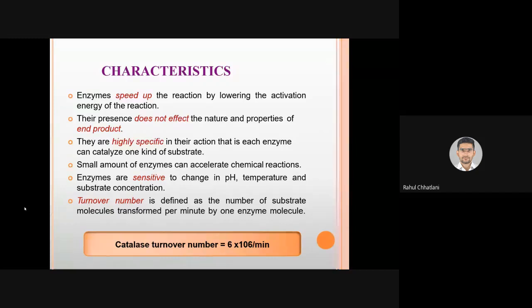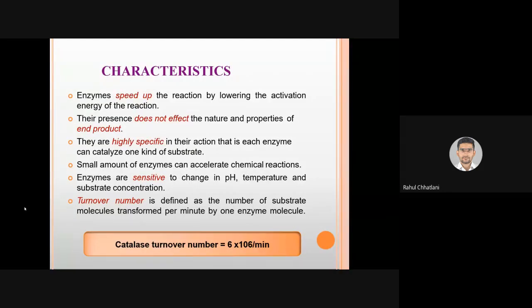Yes, so this is the main indication, or you can say the main action of enzymes. It converts the substrate so fast into the product. So it speeds up the reaction. The main characteristic: it speeds up the reaction. It does not affect the properties of the end product.